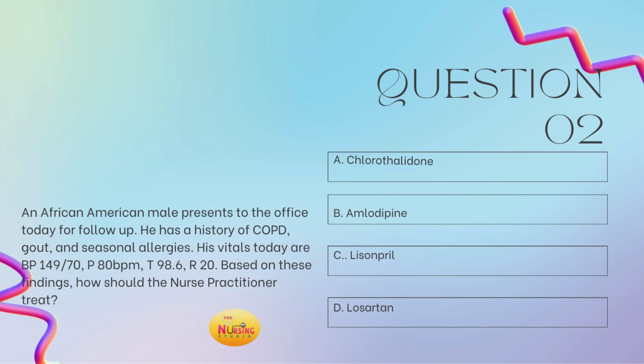So we can eliminate C and D. Now, typically thiazides are our initial thing that we go to, but here it states the patient has a history of gout. And remember that with thiazides, gout is one of our contraindications. So here you want to go with B, amlodipine, a calcium channel blocker, because with African American patients, we think thiazides, calcium channel blockers. If we can't do the thiazide, next up is the calcium channel blocker, okay?